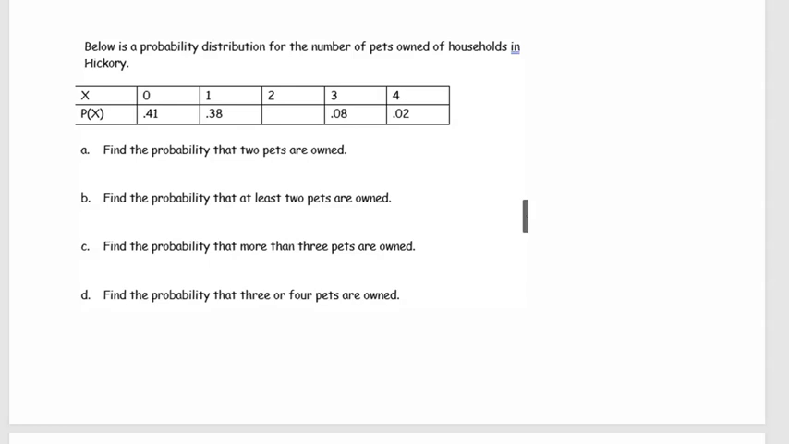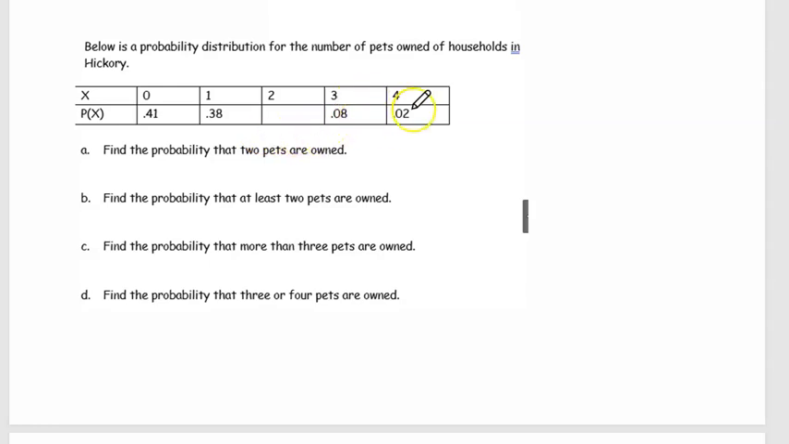In this video, we're going to look at how we analyze a discrete random variable table. Here below, we have a probability distribution for the number of pets owned in households in Hickory. The probability that the household has no pets would be 41%. The probability that the household has one pet would be 38%. Notice we don't know the probability for two. It's blank. We can figure it out.